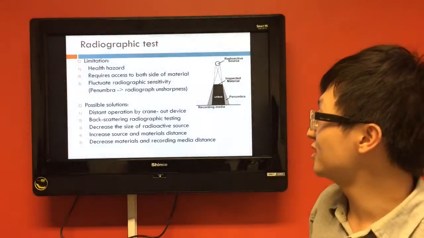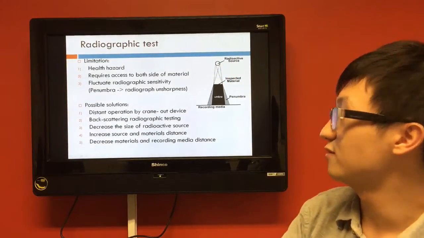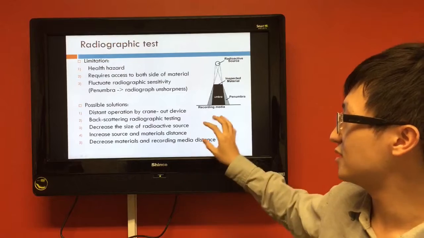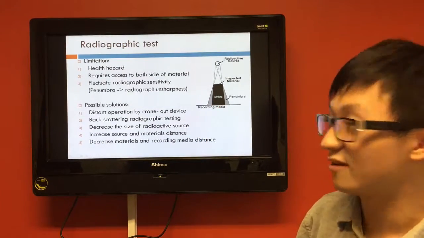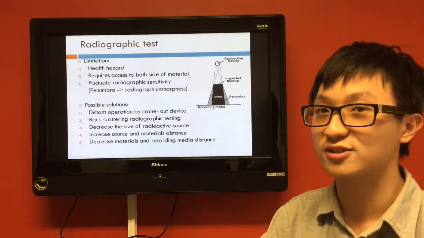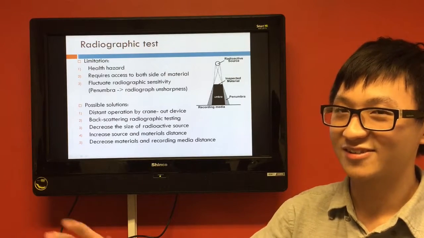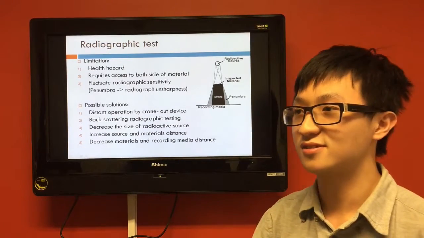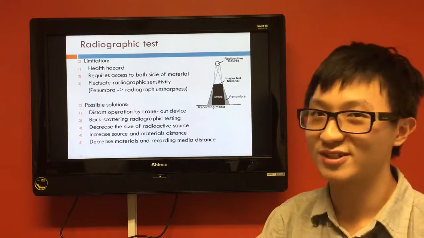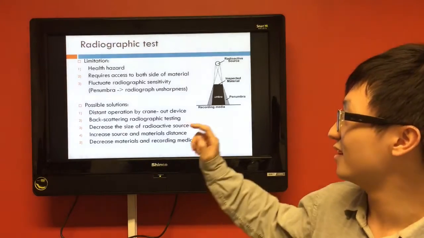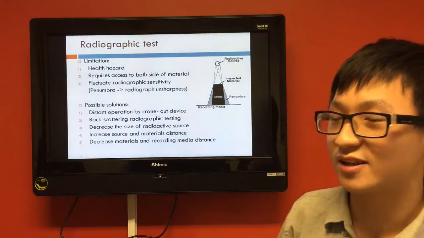The second limitation is the required access to both sides of the material, and this can be solved by the backscattering of radiographic testing, in which the backscatter radiation is measured, so that we do not need to reach both sides of the material to do radiographic testing.